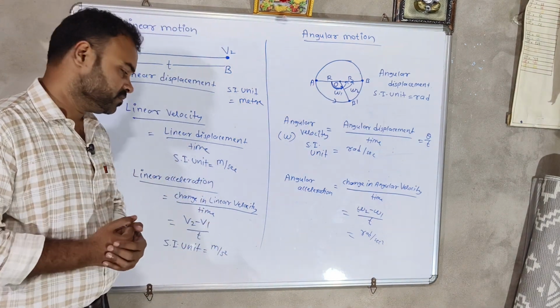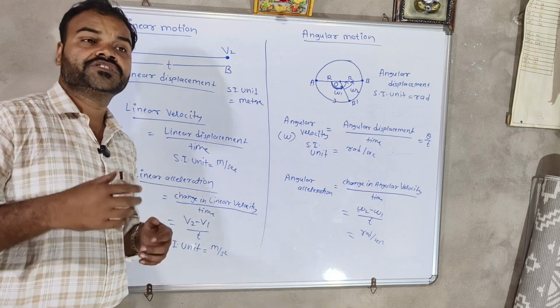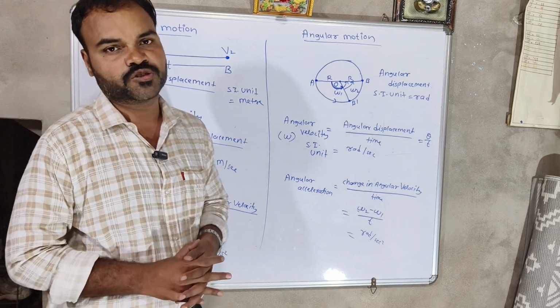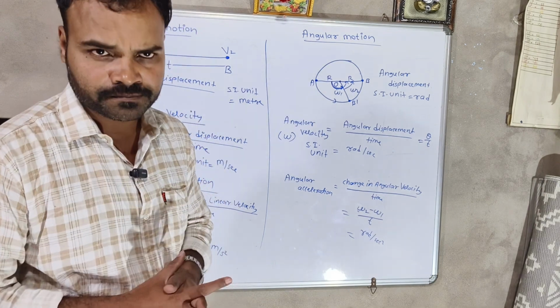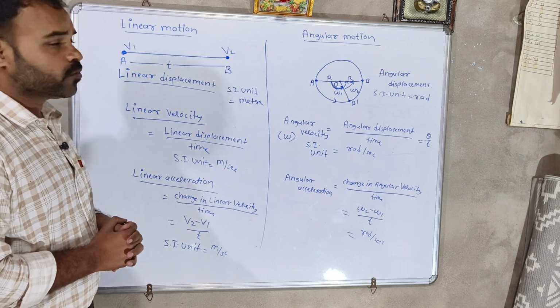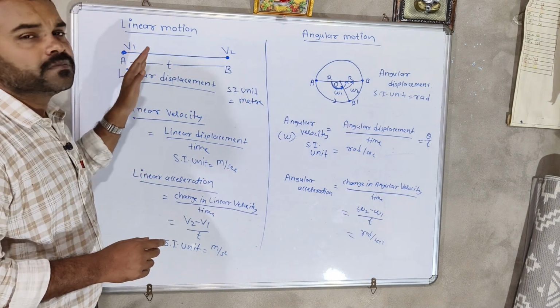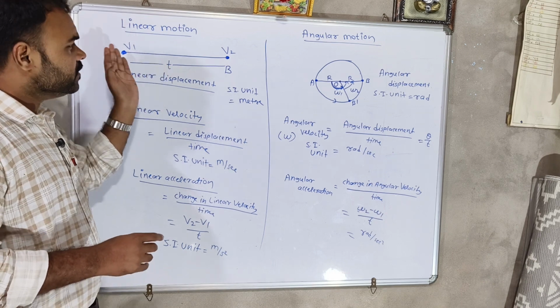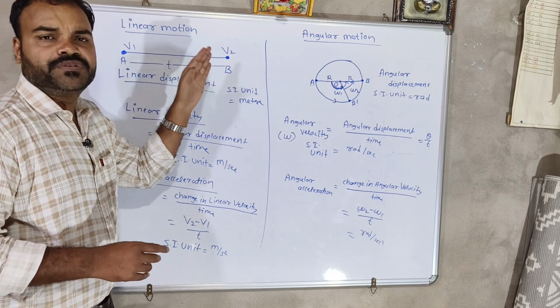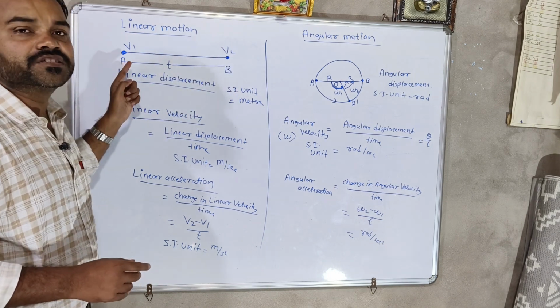So the next point is linear acceleration. What is linear acceleration? It is the ratio of change in velocity upon time. We are going to see here. Suppose a particle is at position A with velocity v1. After some time t, it goes to position B with velocity v2. So v2 is the final velocity and v1 is the initial velocity.